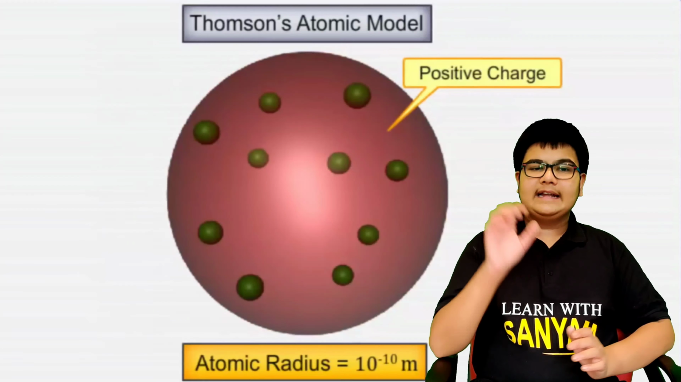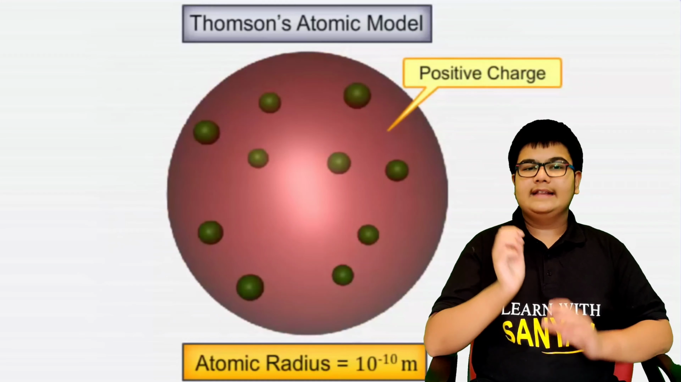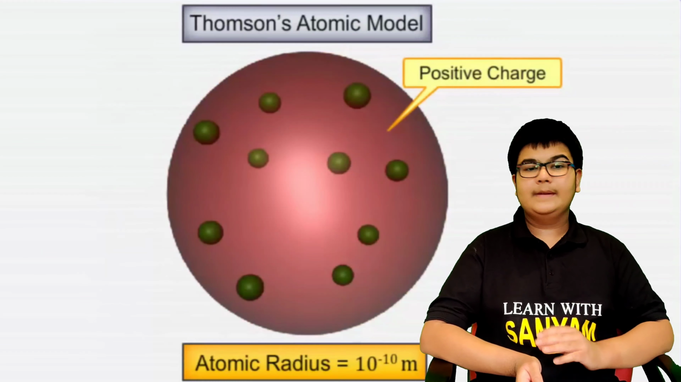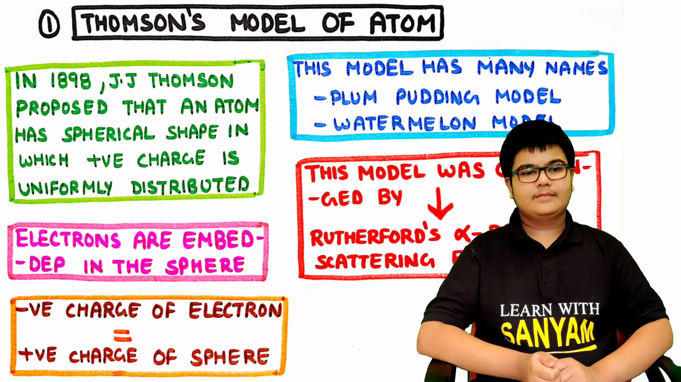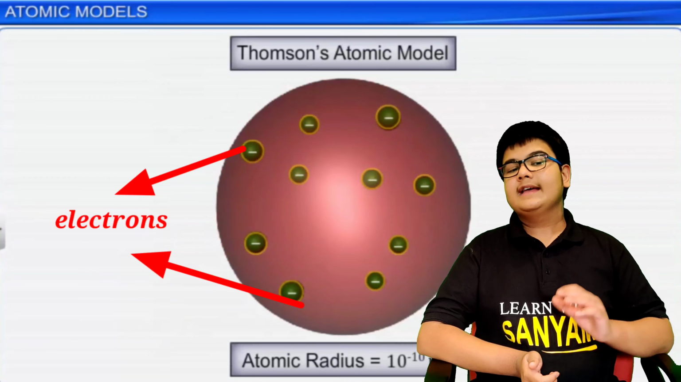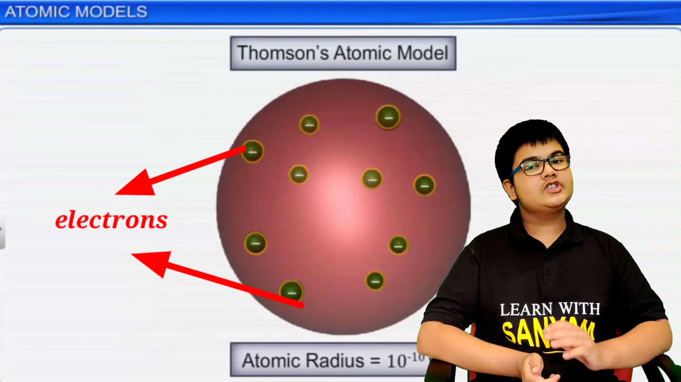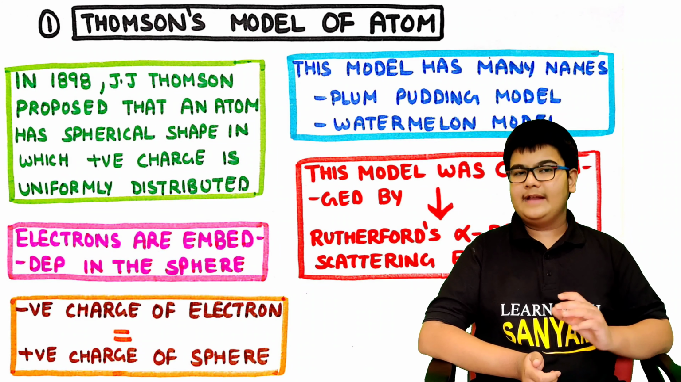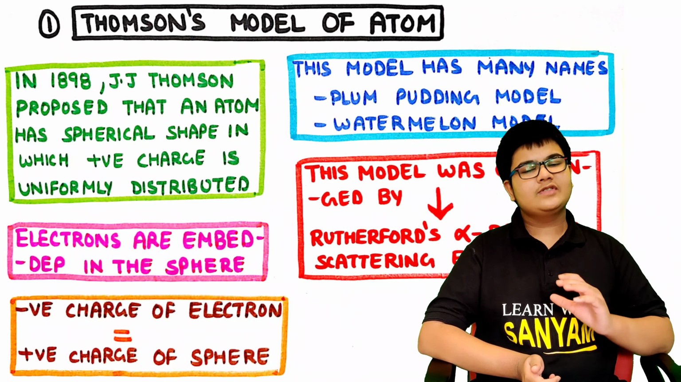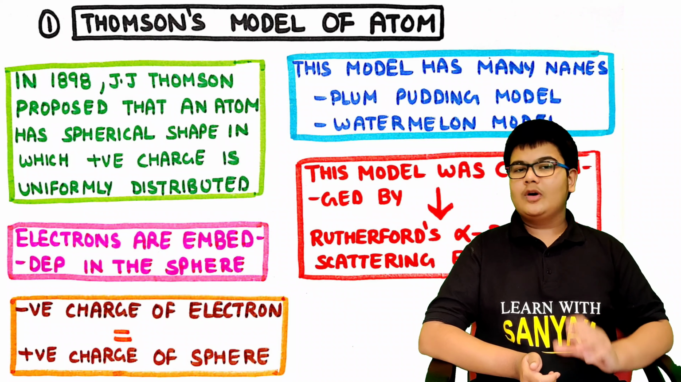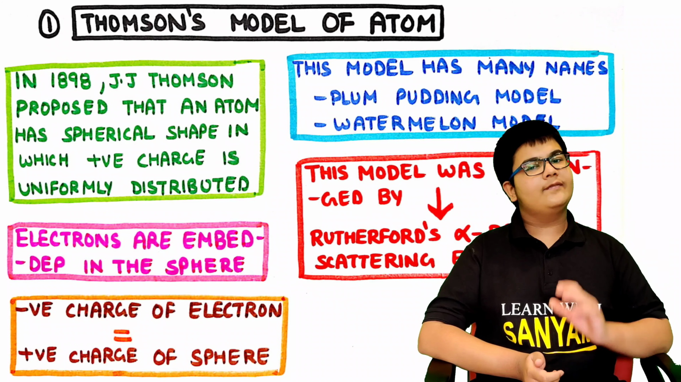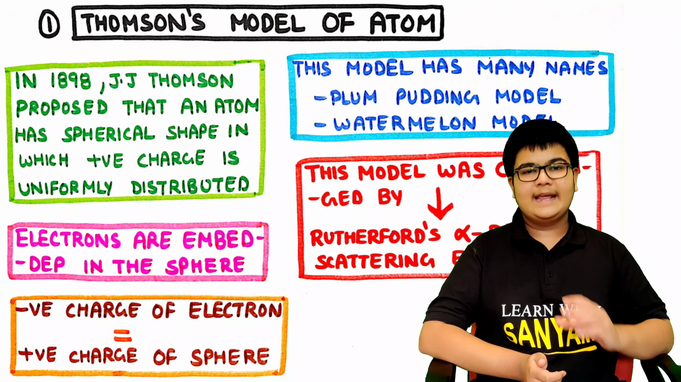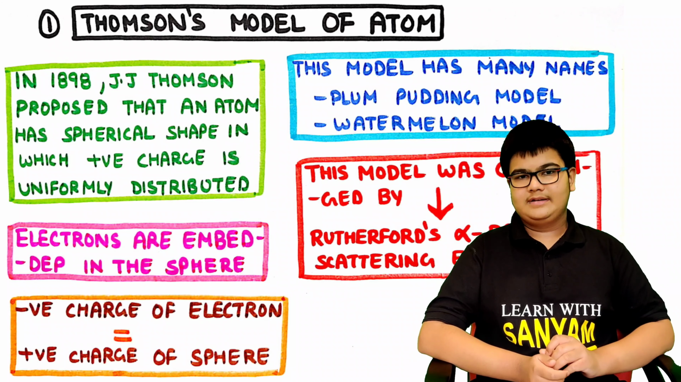So he said that an atom has a spherical shape and in that positive charge is uniformly distributed and the electrons are embedded in the sphere. So the negative charge of electrons cancels out the positive charge of the sphere. So the negative charge of electrons is equal to the positive charge of the sphere. So in this way, Thomson's model of atom was successfully able to explain the neutrality of the atom. So it was able to explain why the atom is neutral.